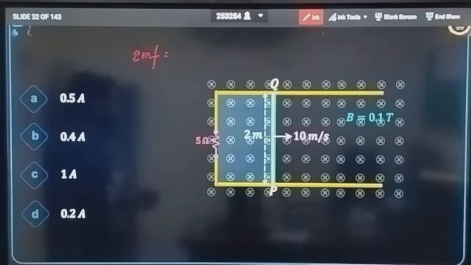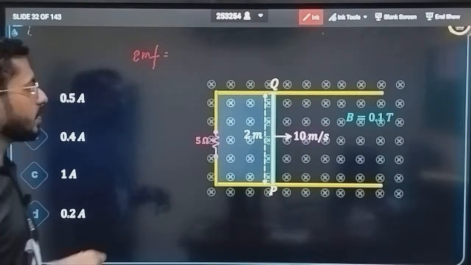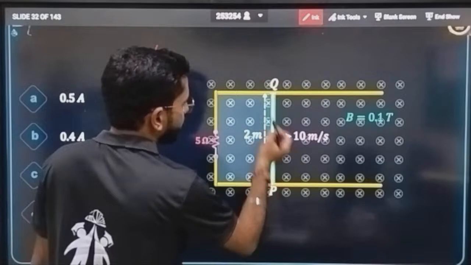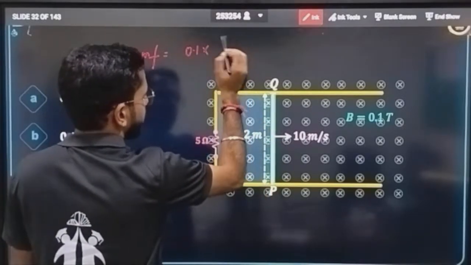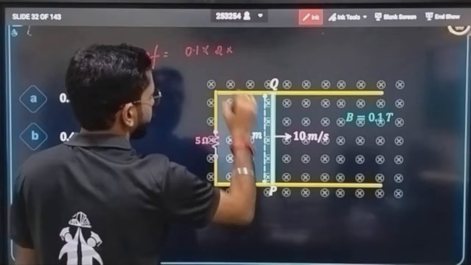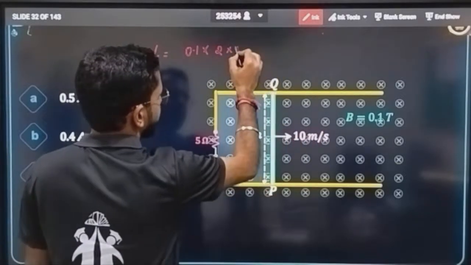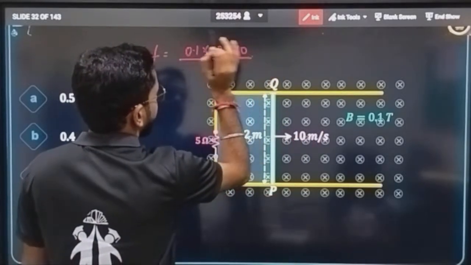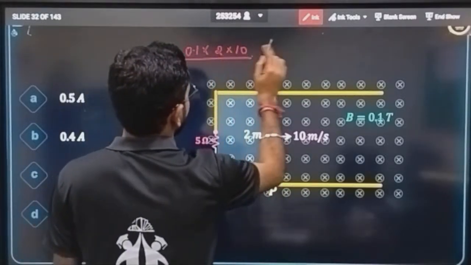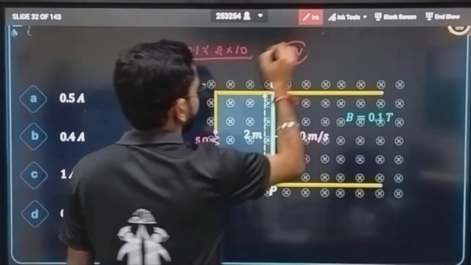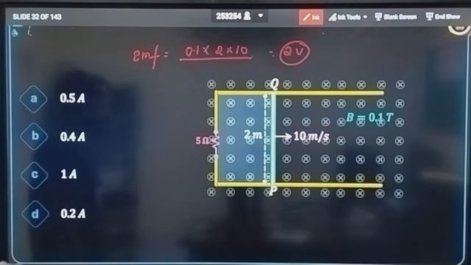And how much EMF is generated, that you already understand. How much EMF is generated? BLV. That means the magnetic field is given as 0.1, length given as 2, and velocity is given as 10. This will be the EMF that you will be getting. You can simply say it is going to be 2 volt of EMF.